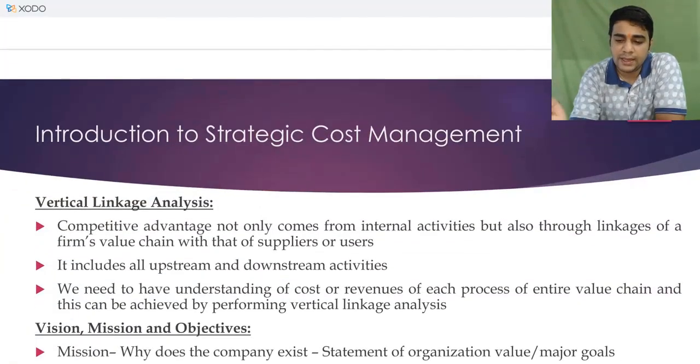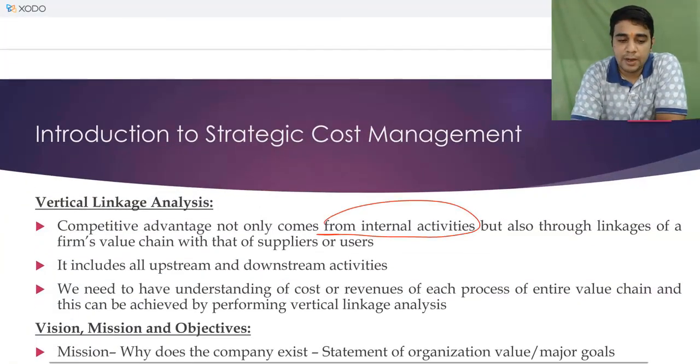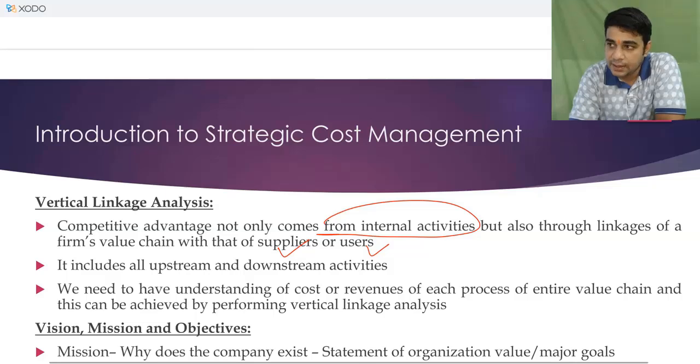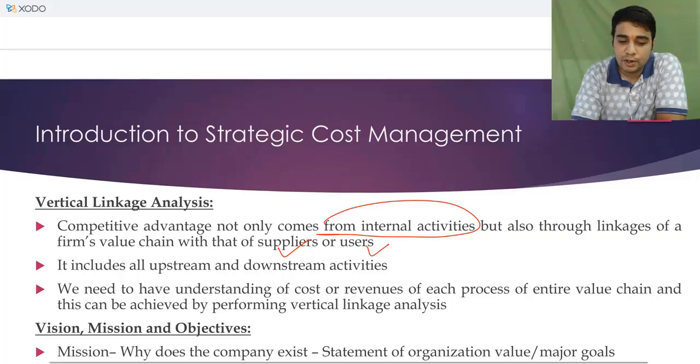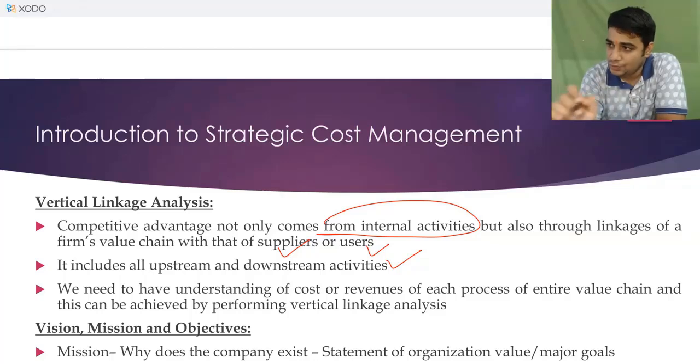Competitive advantage not only comes from internal activity, but also through a linkage of a value chain with that of a supplier or user. User is basically the customer. The customer for a company could be a retailer or a distributor as well. It includes all upstream and downstream activity. Upstream is above you in the value chain, downstream is below you in the value chain. We need to have a better understanding of the cost or revenues of each process, and this can be achieved by performing a vertical linkage analysis.